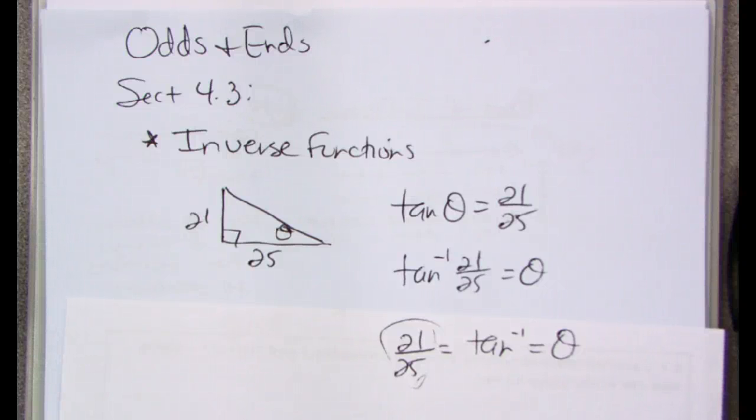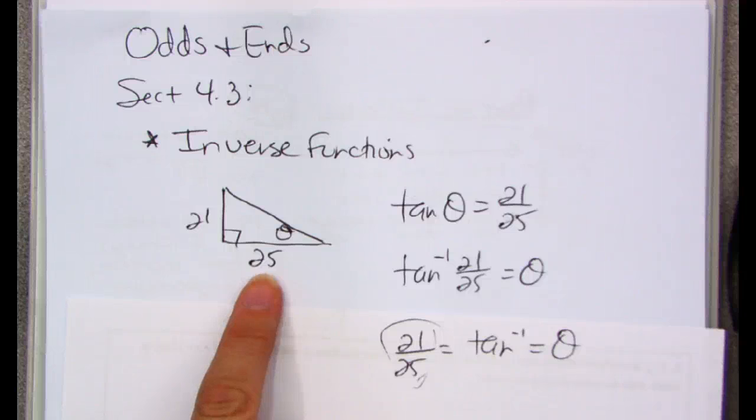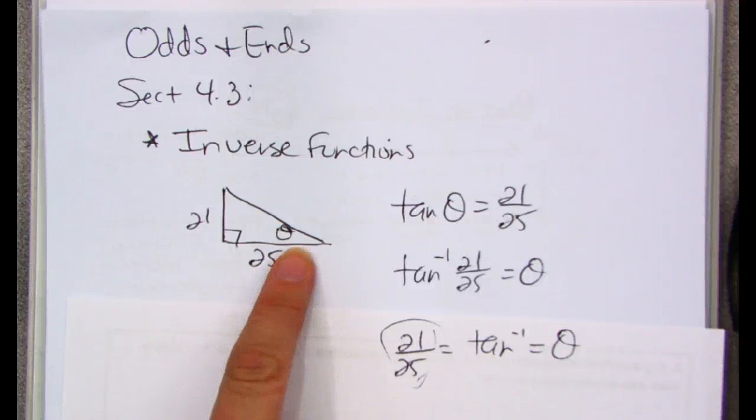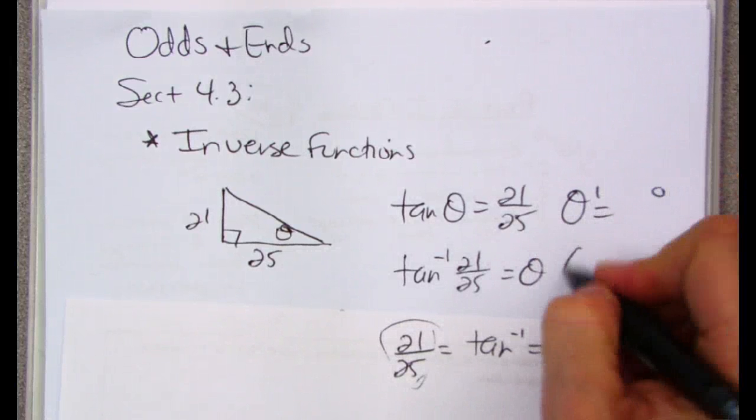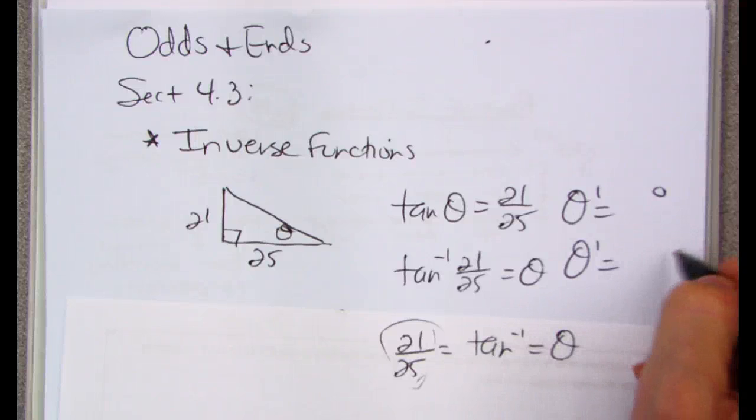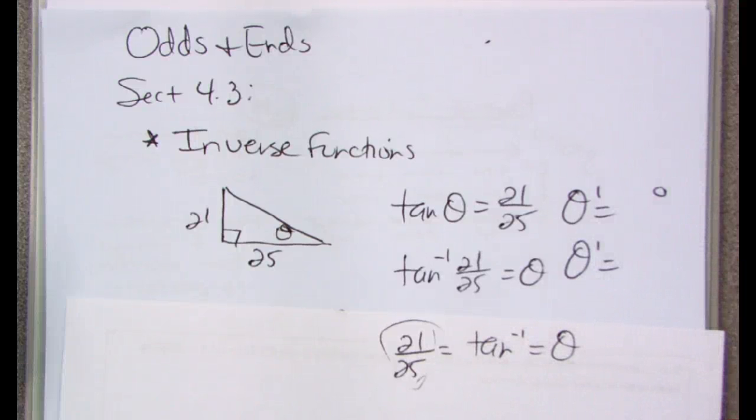I could do it either way. I could do radians or degrees. So let's get an answer for both. Let's get an answer for theta in degrees and theta in unitless radians. So I'm going to go ahead and do that. So 21 divided by 25 equals.